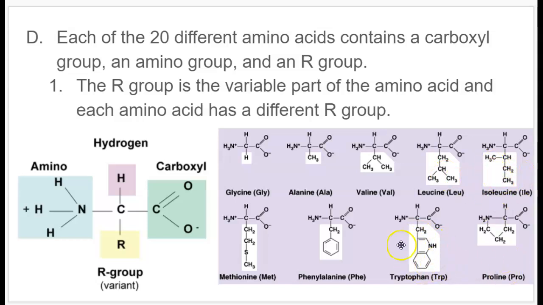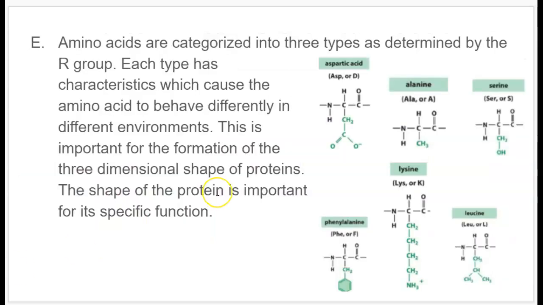Proline, tryptophan has got some ring structures. So you can see everything else is the same in all of these different amino acids except for the R group. So if there's 20 different amino acids, that means there's 20 different R groups, but the rest of the amino acid structure is the same. And so we categorize amino acids by the R group.